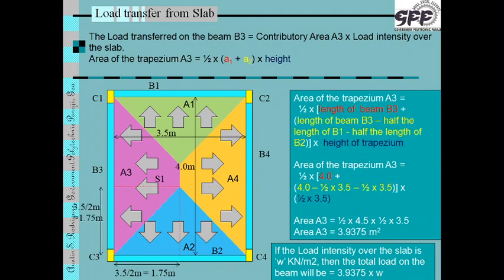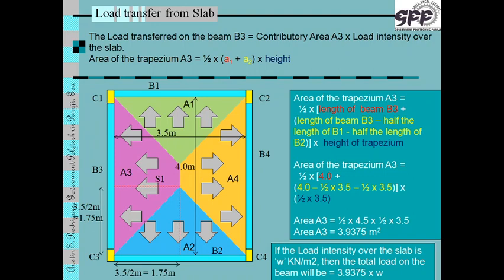Now let us look at the beam B3. Over here, the portion which transfers the load to the beam B3 is not triangular, but trapezoidal. The load transferred on the beam B3 is equal to the contributory area A3 multiplied by the load intensity over the slab. Now, the area of the trapezium A3 is equal to half into A1 plus A2, these are the two parallel sides, multiplied by height.